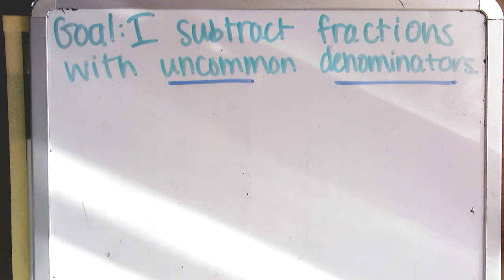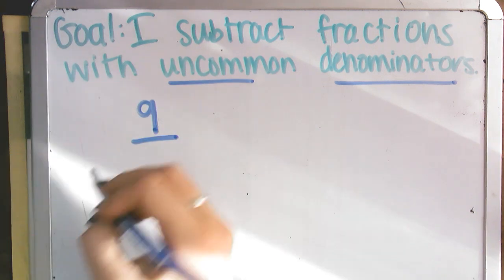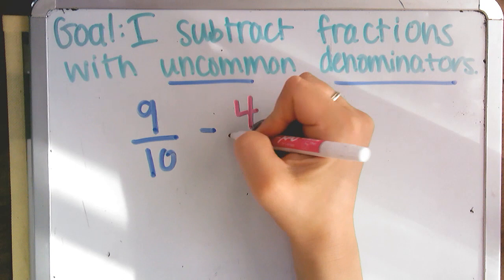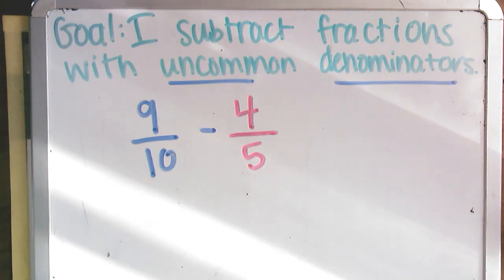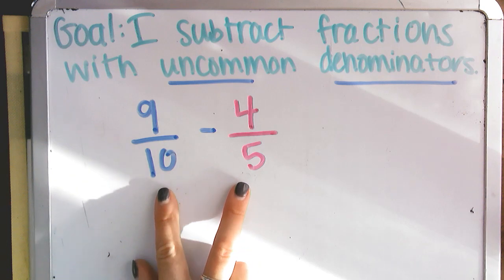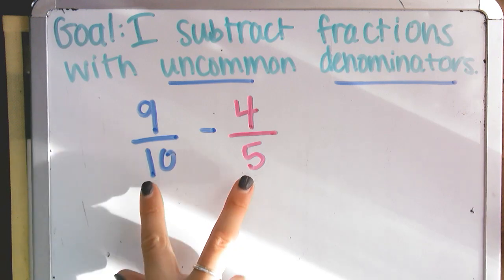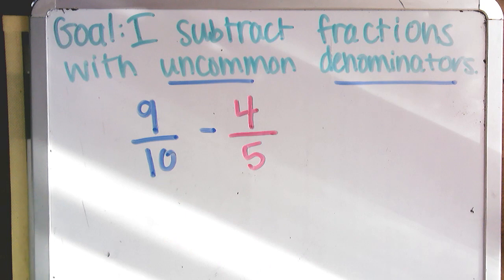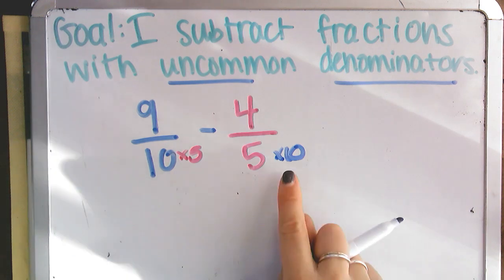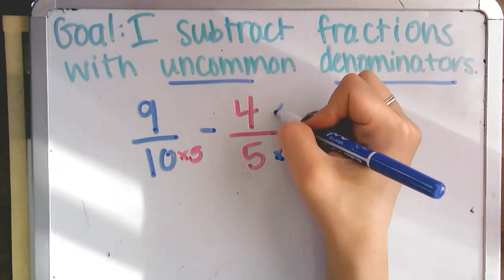So we might have a fraction like 9/10 minus 4/5. So I need to figure out how can I make them common? And what we learned in adding is that we can multiply by the opposite denominator. So I can do 10 times 5, and I can do 5 times 10. Now, you'll remember whatever you do to the bottom, you must also do to the top.